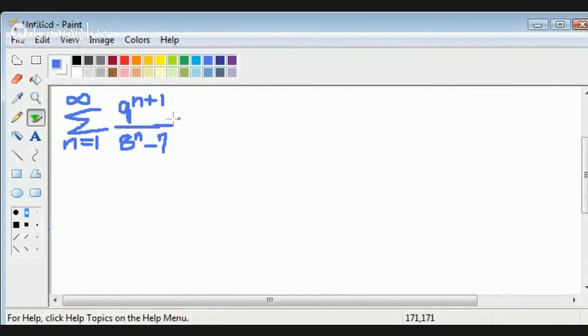Alright, quick edit there. Here's one last question for you, and then I'll be done for now. So, this is another comparison test. The series from n equals 1 to infinity of 9 to the power of n plus 1 over 8 to the power of n minus 7.